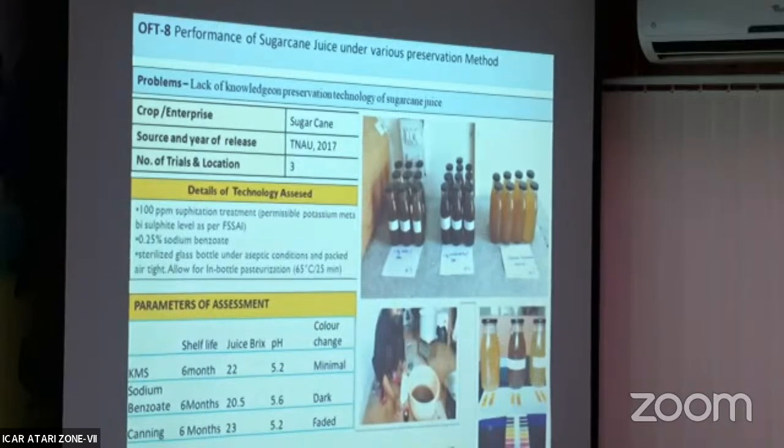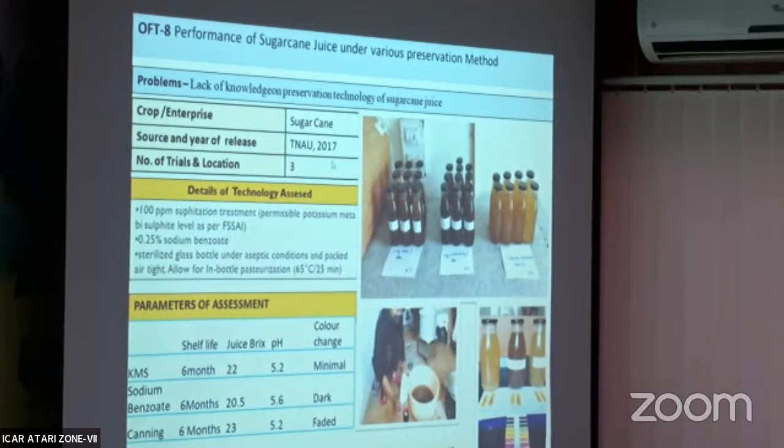In Mizoram, Serchhip district is one of the leading producers of sugarcane. So farmers are producing lots of sugarcane, and they extract the juice. But if it is not processed quickly, then this juice turns bad. Since they have low knowledge on keeping the quality of sugarcane juice, this OFT was taken up. And the details of the technology that we have assessed here are stated.